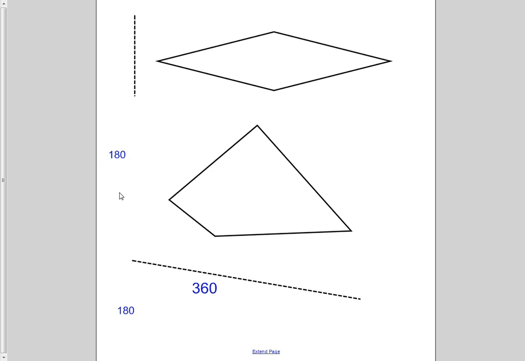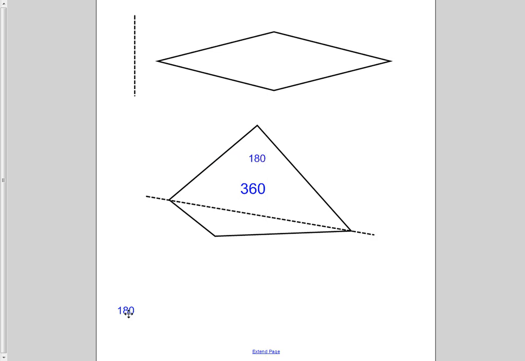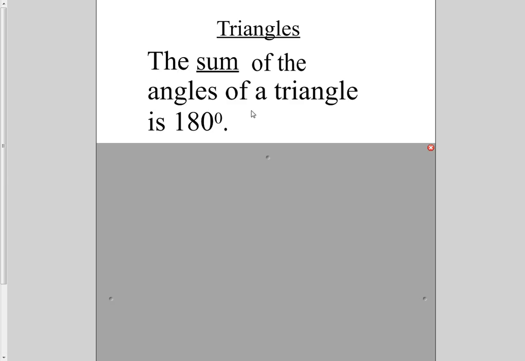We can look at other quadrilaterals. Well, even if it's not a square or rectangle or whatever, it's 360 degrees. All quadrilaterals are that way. Cut that in half. What do I have? I have two triangles now. Well, if I have two triangles, then that means there's 180 degrees in those three angles, and there's 180 degrees in those three angles. So what do we know? The sum of the angles of a triangle is 180 degrees always.